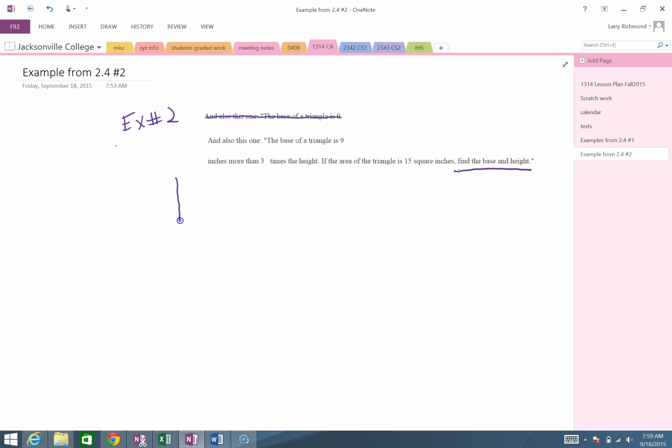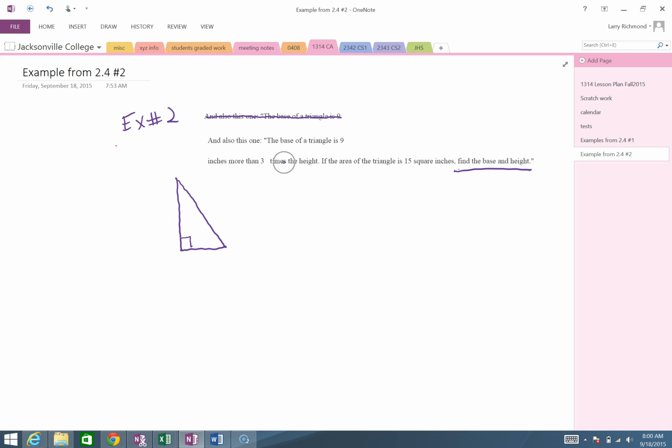Well, again, begin by drawing yourself a picture. It doesn't say that it's a right triangle, but I'm drawing a right triangle here. The base of a triangle is 9 inches more than 3 times the height. Alright, it doesn't matter which one of these we call the base and the height. Base and height are defined because they are perpendicular to each one. So I can call this one the base and I can call this one the height. It doesn't matter.